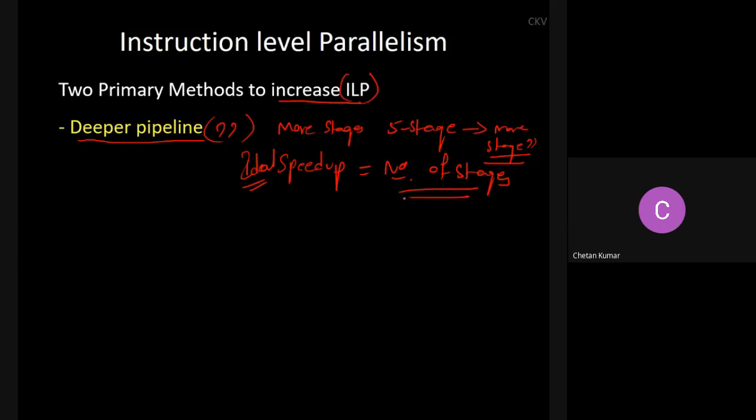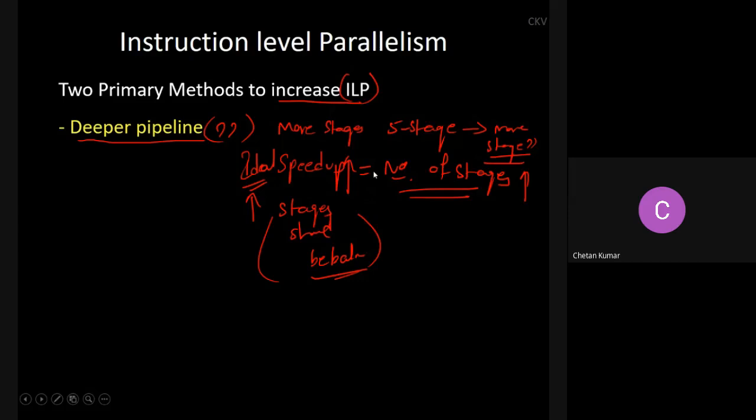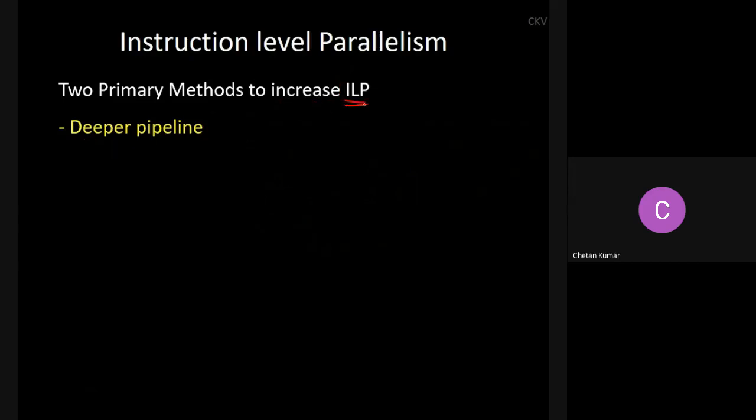Ideal means the number of instructions should be very high and the stages should be balanced. If all of these are satisfied, then it's called the ideal case. In the ideal case, your ideal speed up will be equal to the total number of stages. So if you increase the number of stages, you will get an increased speed up. That is why we say that to increase instruction parallelism, one way to do it is a deeper pipeline.